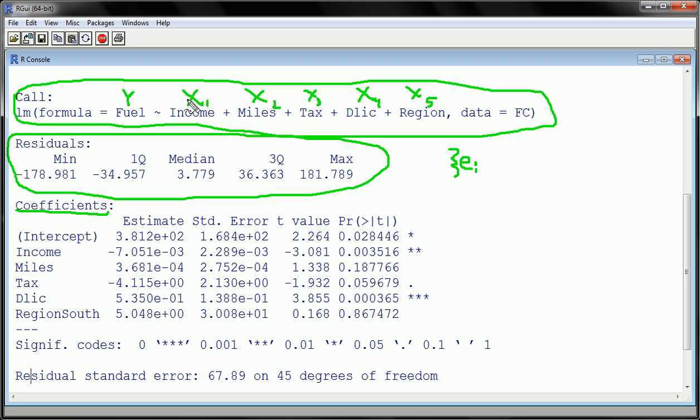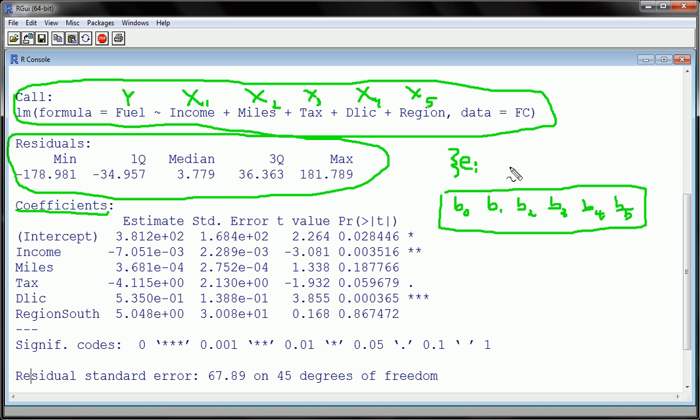The coefficients here, since I have 1, 2, 3, 4, 5 independent features, I should end up with 5 regression coefficients and the intercept. So actually I should end up with 6 estimates for my regression coefficients. Okay, so these are the coefficients, remember? These were the B's that we talked about. These were the partial slopes. And this one is the intercept.